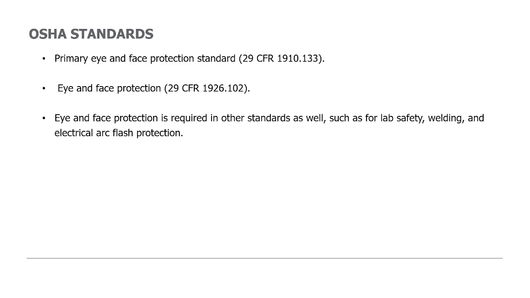So taking a look at OSHA standards, the primary eye and face protection standard is going to be 29 CFR 1910.133, and that's going to be for your general industry. For the construction industry, that's going to be in 29 CFR 1926.102. Eye and face protection is required in all other standards as well, such as lab safety, welding, electrical, and arc flash protection.